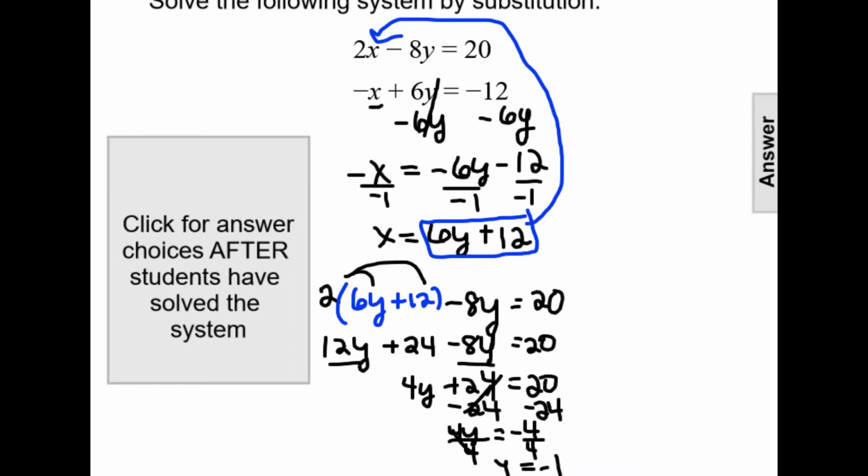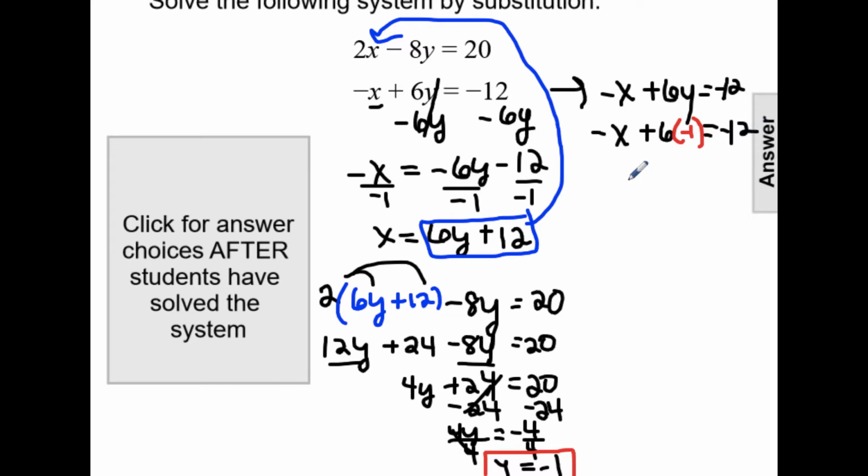So now we've solved for y, and now we can take that value and substitute it in for y in either of our two equations. I'm going to choose the second equation, -x plus 6y equals -12, and substitute in that y we just found is -1, because now I can solve for x, the other half of our solution. So -1 times 6 is -6. Add 6 to both sides. -x equals 12.